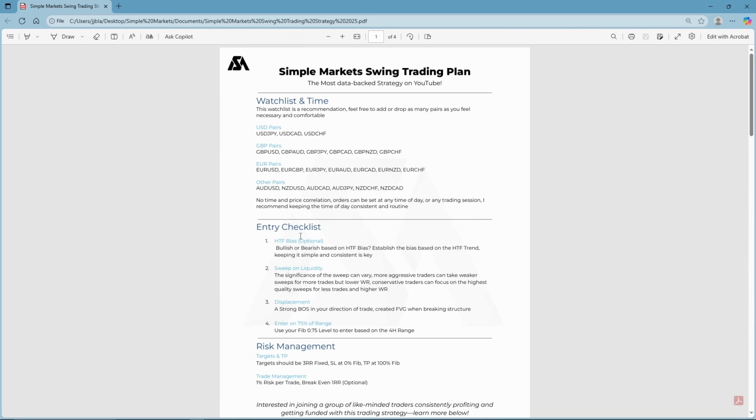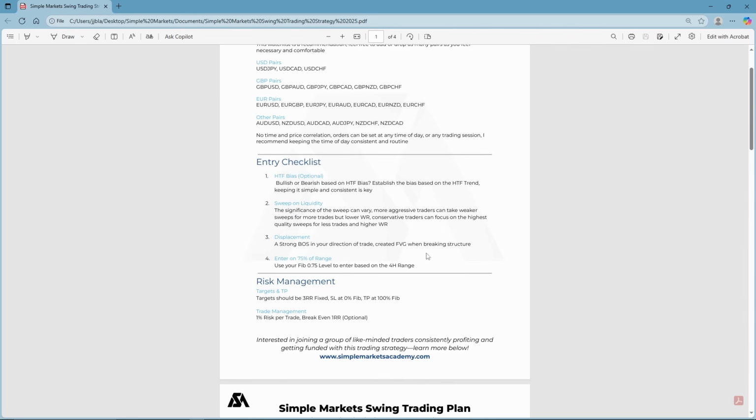But most importantly today, we are going to be talking about the entry checklist. Now, the higher time frame bias, this is the part that is written as optional here, and I myself do not even use, and this is where that singular time frame really comes into play. Are you bullish or bearish based on your higher time frame bias? You can establish this based on the trend. Keeping it simple and consistent is key.